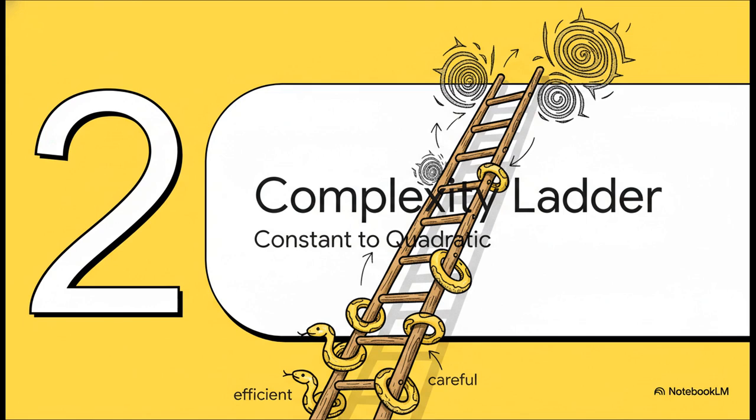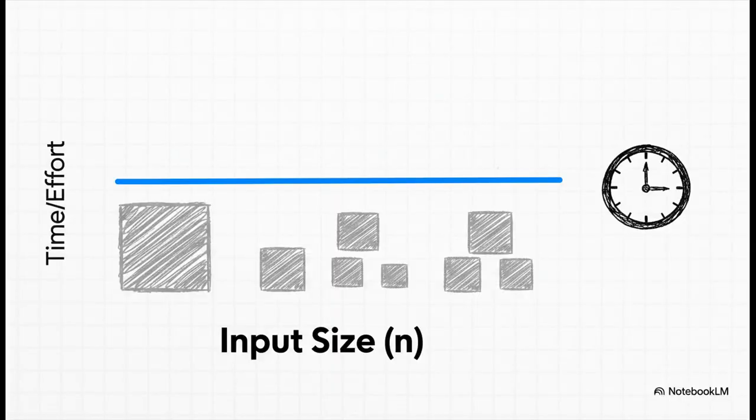Okay, so to really get a handle on this, let's picture a ladder. We'll call it the complexity ladder. We're going to start at the very bottom on the most efficient rungs and slowly climb our way up to the ones that we really need to be careful with. Our very first rung, the bottom of the ladder, is the holy grail of efficiency, O of 1, or constant time. This is the dream.